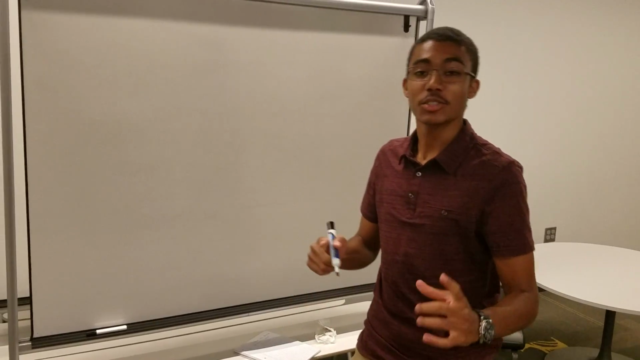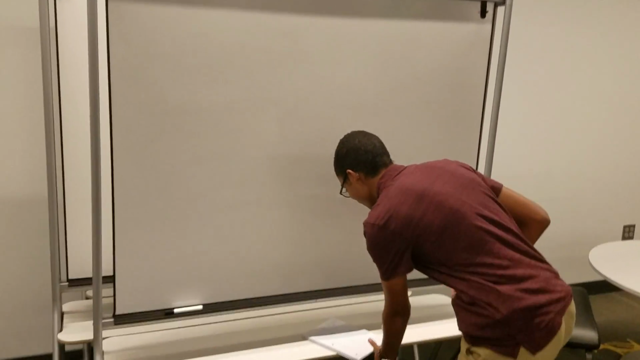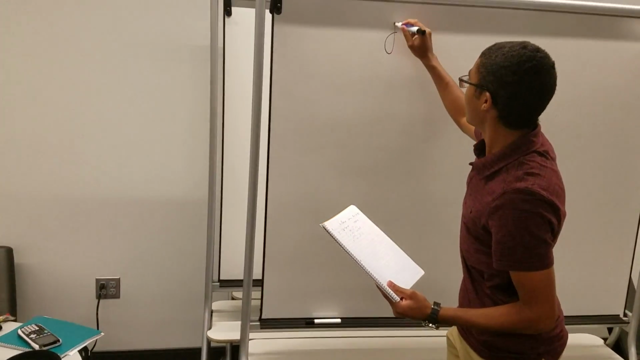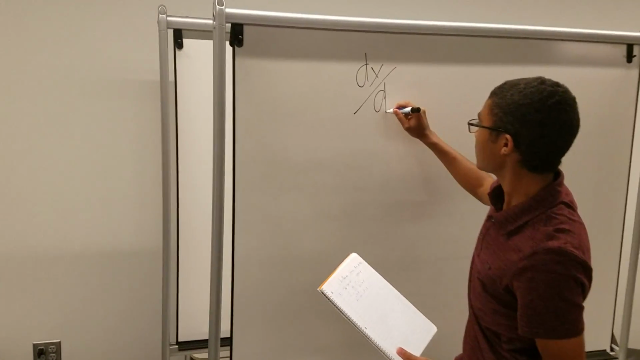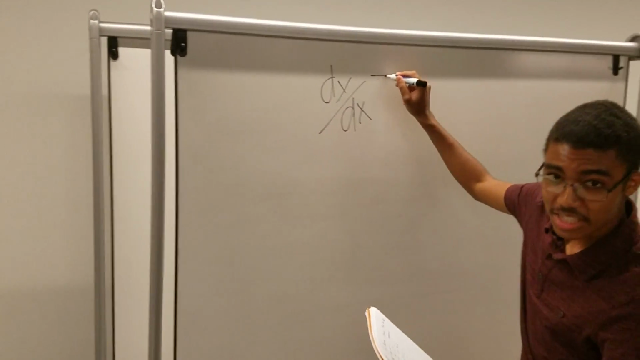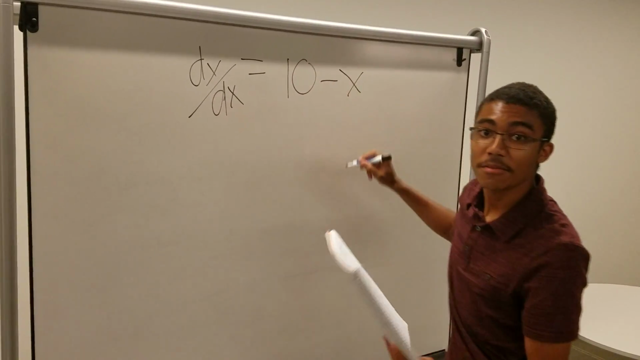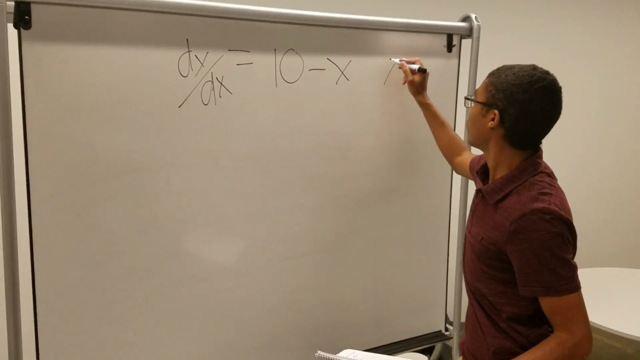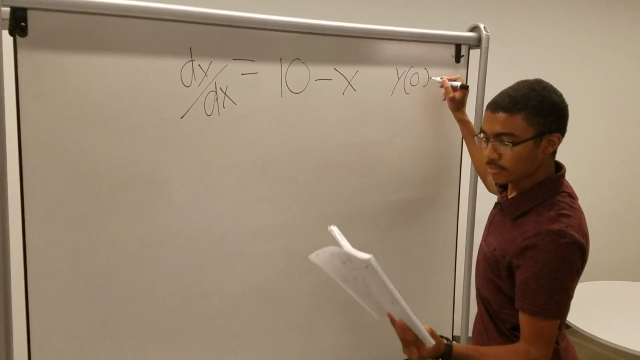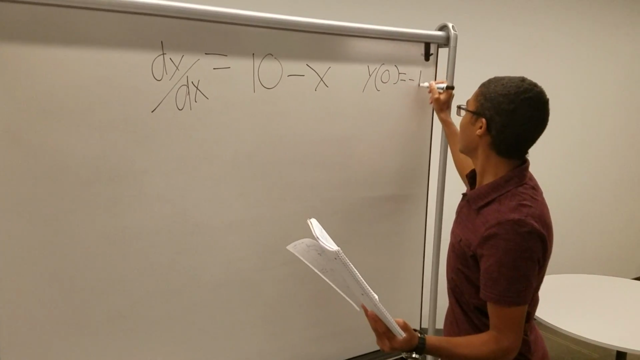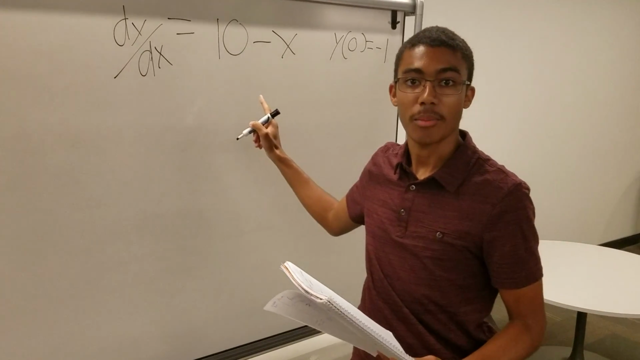Today we have an initial value problem. It looks like this. We have dy dx is equal to 10 minus x. And we're given the initial value of y of 0 is equal to -1. This is what the given information in the problem is.